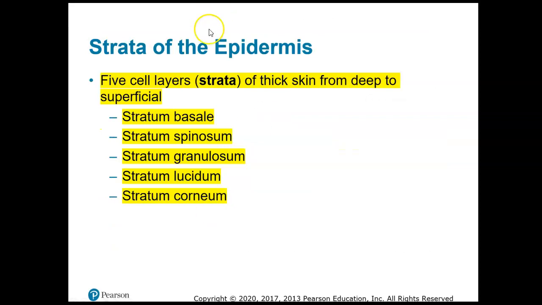All right, so here are your layers of cells, starting with the deepest layer, the stratum basale, which contains cells that are actually dividing to replace the cells that are shed from the surface of your skin. So we have stratum basale, stratum spinosum, stratum granulosum, stratum lucidum, and stratum corneum. These are the 5 cell layers of the thick skin, starting with deep, moving on to superficial.